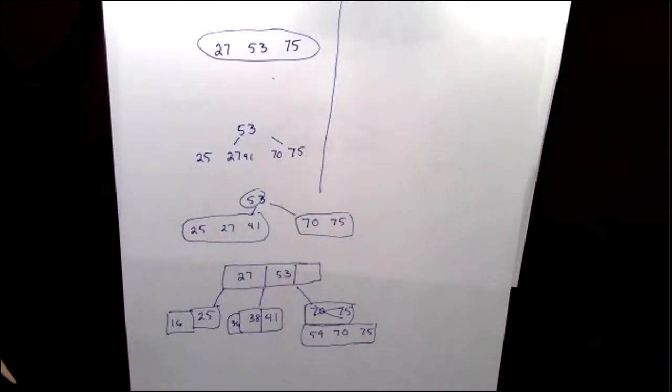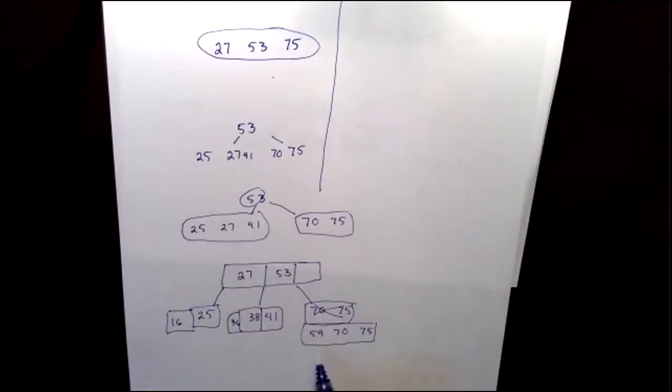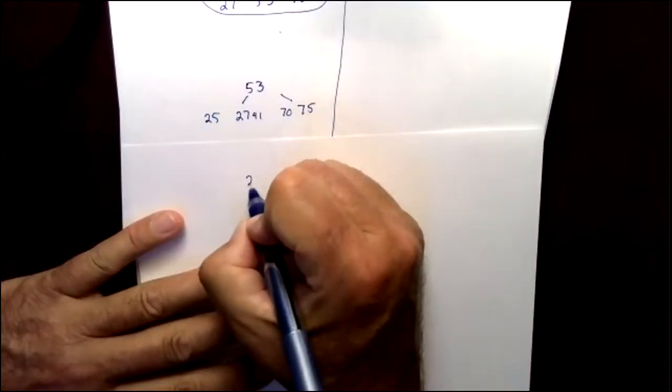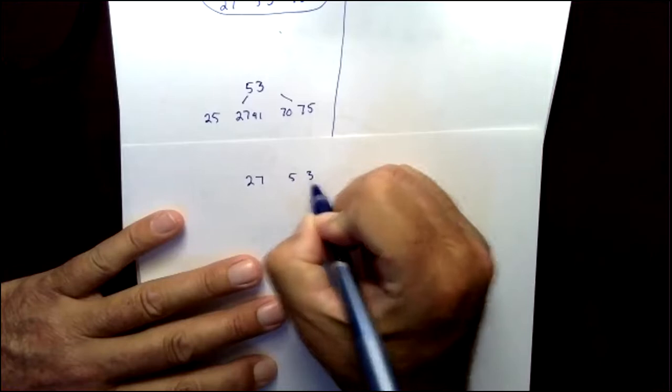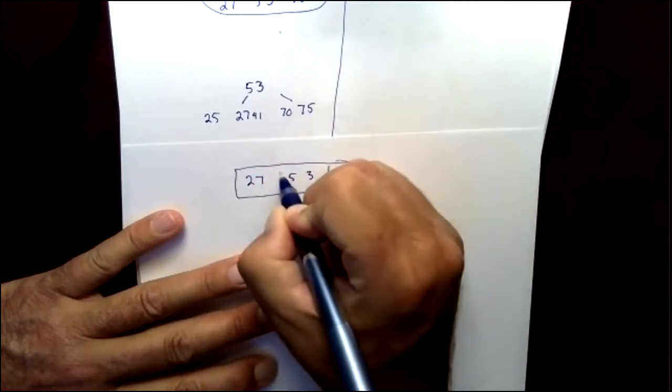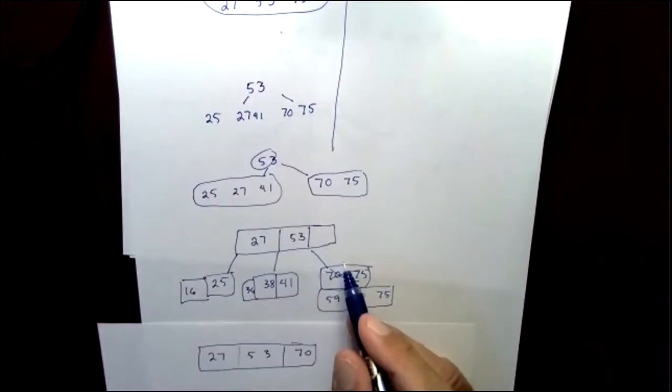It's full, so now I have to see, can I bump up? Yes, there's room to bump up. So what's going to get bumped up? The middle value, the 70. So now I'm going to have 27, 53, and 70, because the 70 went up.